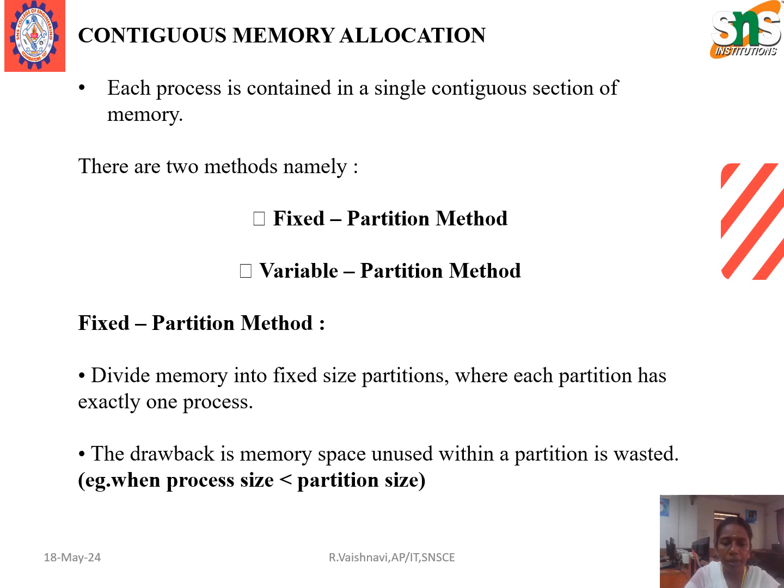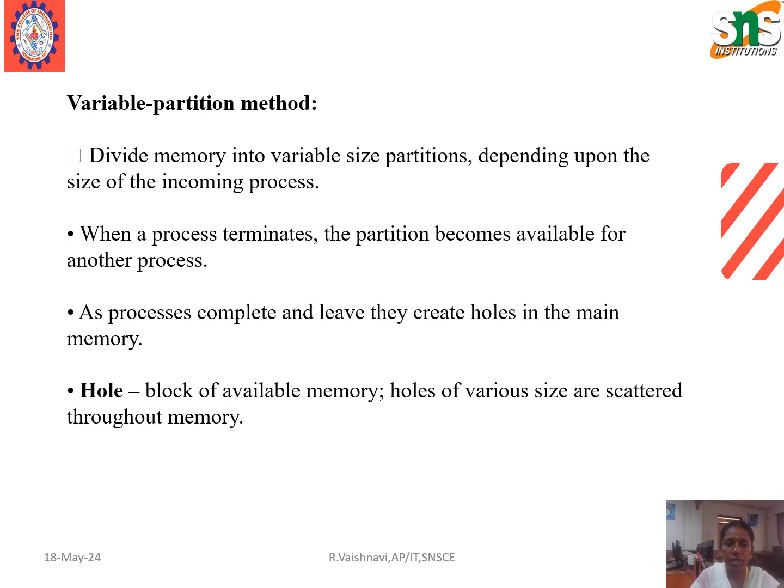We divide the memory into fixed size partitions where each partition has exactly one process. The drawback is memory space unused within the partition, for example when the process size is greater than the partition size. Next one, the second partition method, that is the variable partition method. Divide the memory into variable size partitions depending upon the size of the incoming process. Next point, when a process terminates, the partition becomes available for another process.